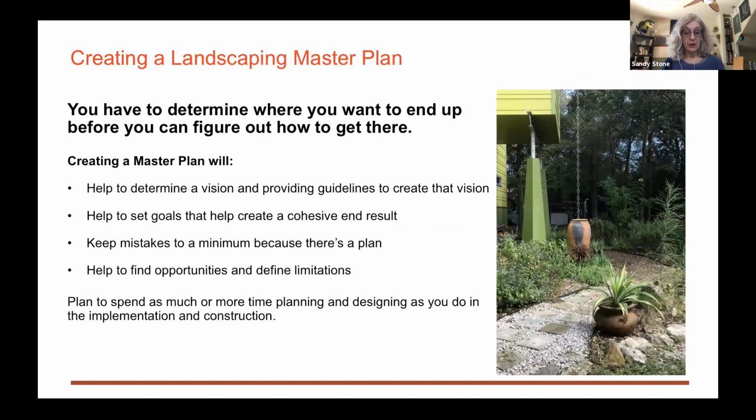So the first thing we're going to talk about is creating a master plan for your garden. You have to determine where you want to end up before you can figure out how to get there. And the master plan helps you do this. It'll help you determine a vision and provide guidelines to create that vision. And it's a step-by-step process that helps you organize all the information you gather so that you can end up with the garden that you envisioned. It helps you set goals to create a cohesive end result.